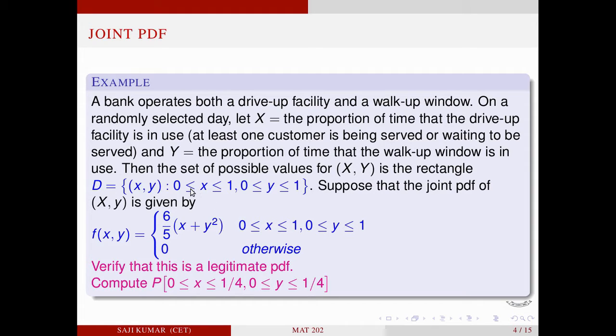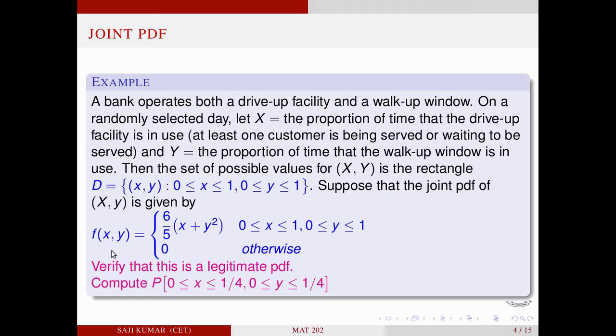See, here the random variables take values in the interval 0 to 1 only, because they are proportions. X and Y are the proportion of time, so the random variables can vary from 0 to 1. So the intervals are 0 to 1 and 0 to 1. Suppose that the joint PDF of (X, Y) is given by f(x, y) equals 6/5 times (x plus y squared) for 0 less than or equal to x less than or equal to 1, 0 less than or equal to y less than or equal to 1, and equal to 0 otherwise.